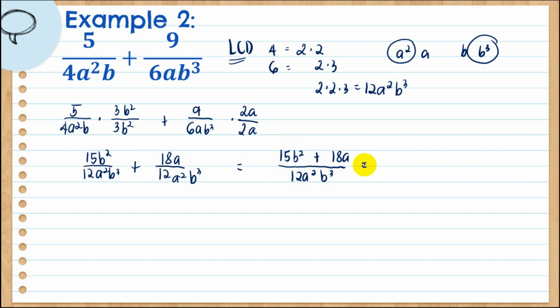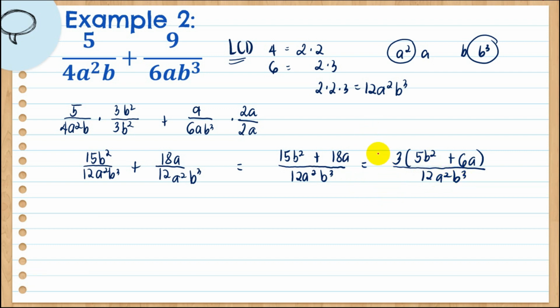And kung mapapansin nyo po, si 15 at saka si 18, pareho silang factorable by 3. So, that will be, we're going to have 15b squared divided by 3, 5b squared. And then 18 divided by 3, we have 6a. Again, we factored out 3 because 15 and 18 have the common factor 3 all over 12a squared b cubed.